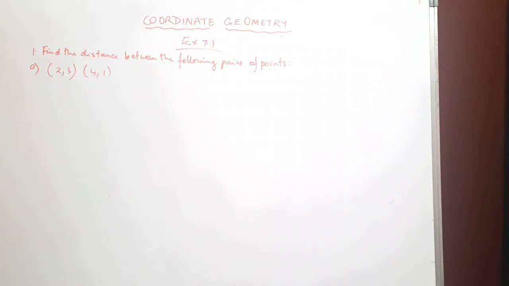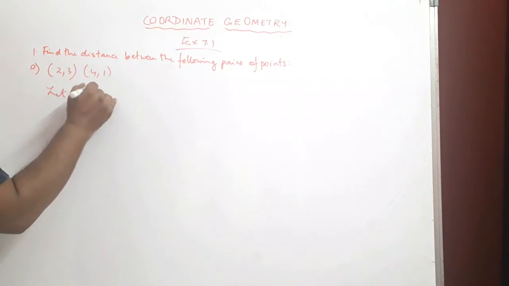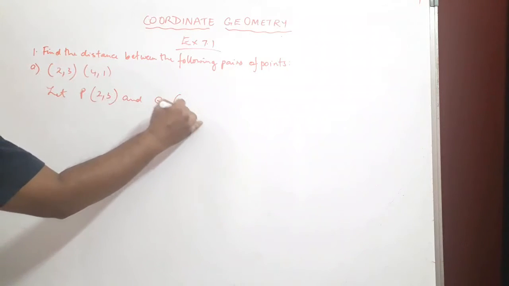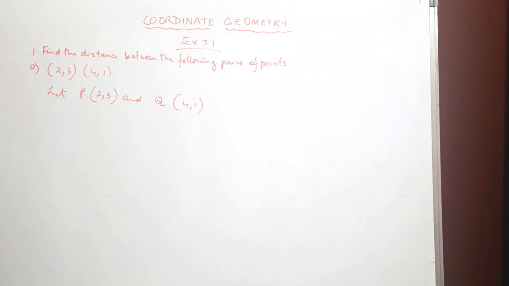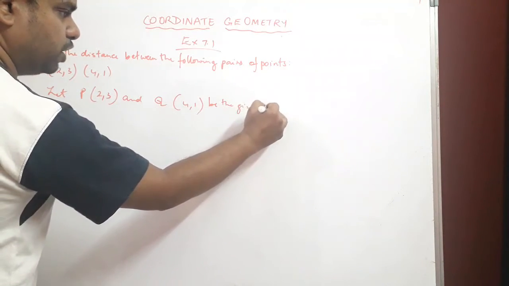So our first question under exercise 7.1, in fact we will be solving only question 1 in this video from exercise 7.1. Our first problem under question 1 is (2, 3) and (4, 1). So we'll just assume this first. Let's say P be (2, 3) and Q be (4, 1).